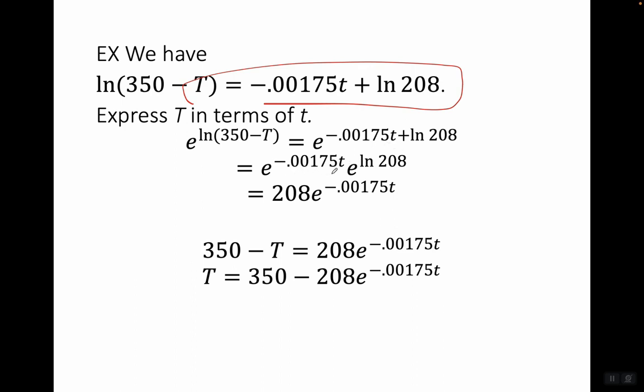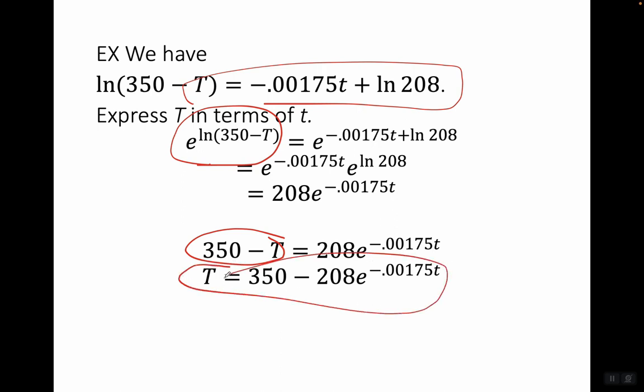The right side, you can break this up. It's e to the negative 0.00175 t times e to the natural log 208. E to the natural log 208 is just plain 208. So we have 208 e to the negative 0.00175 t. That's what the right side is. And as for the left side, we know what this simplifies to. E to the x and natural log x are inverses of each other. The left side just simplifies to 350 minus T. So we have 350 minus T equals 208 e to the negative 0.00175 t. Or if you get capital T by itself, T equals 350 minus 208 times e to the negative 0.00175 t. And we've expressed capital T in terms of little t.